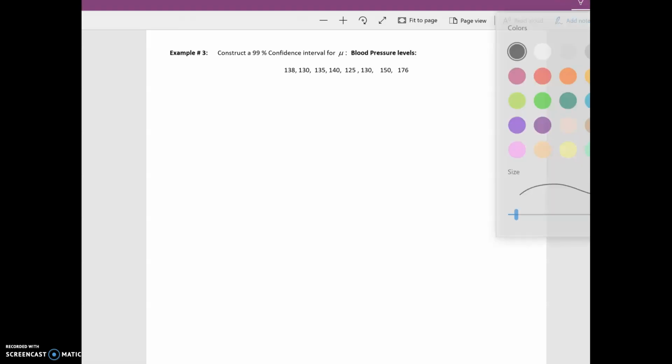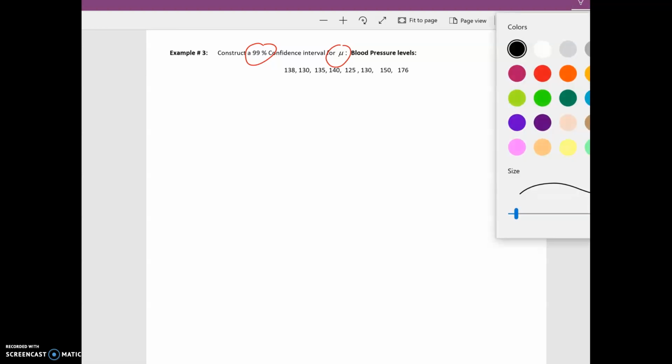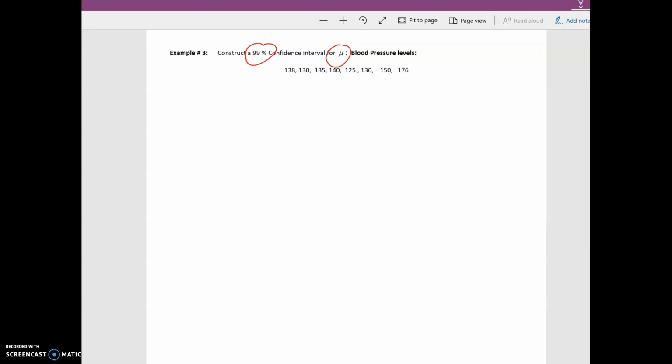Hello class, let's take a look at example 3, and this is what they're asking for. They want us to do a confidence interval for the actual mean, and we're given the following information. So in this scenario, we are not given sigma. So sigma is not given. Automatically this is going to be a t interval.